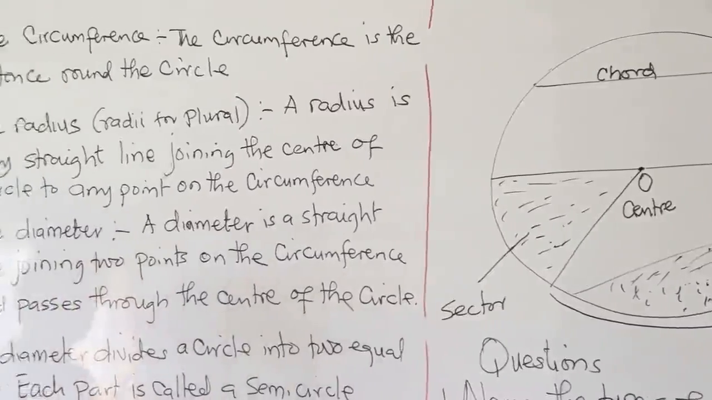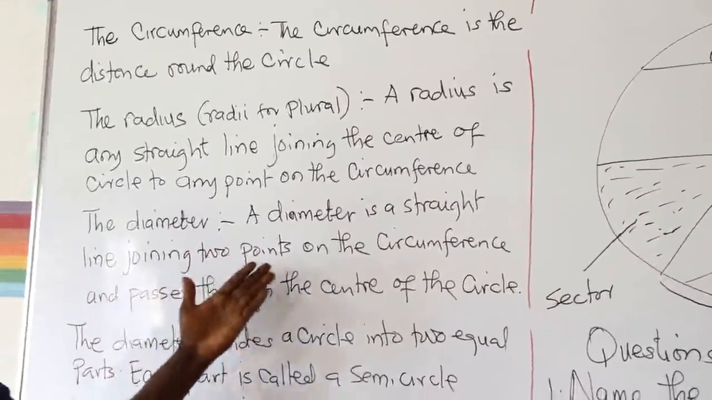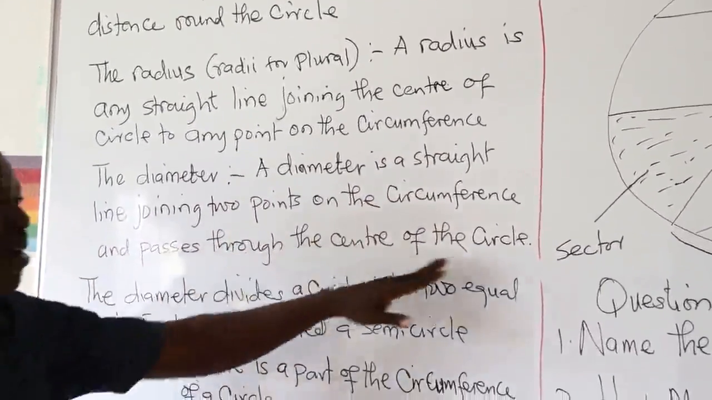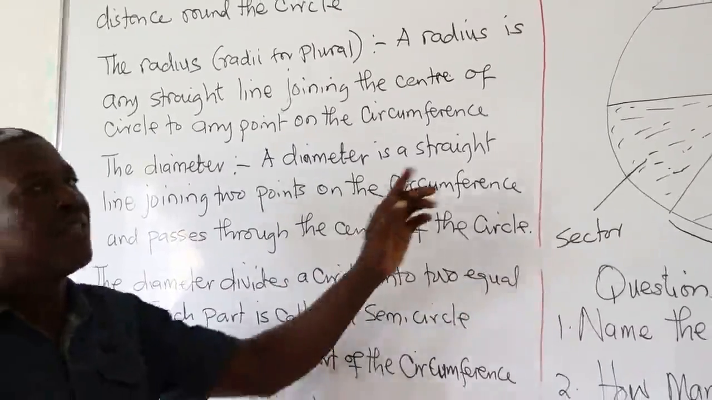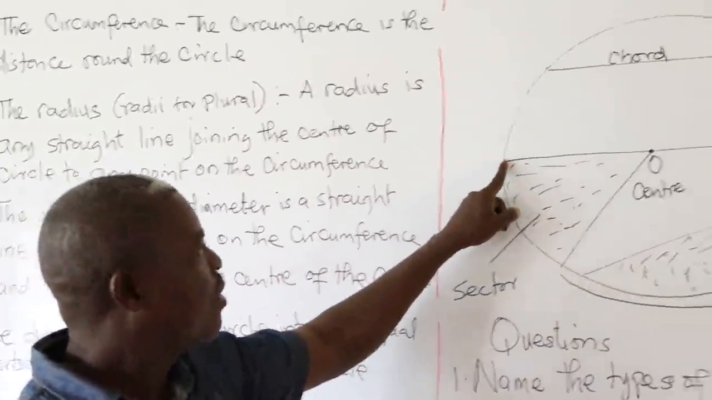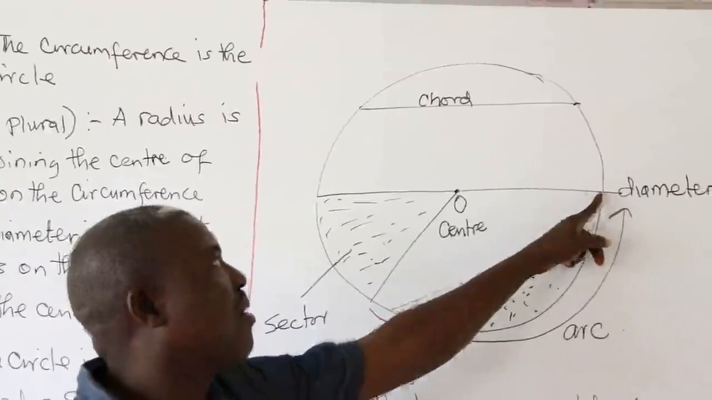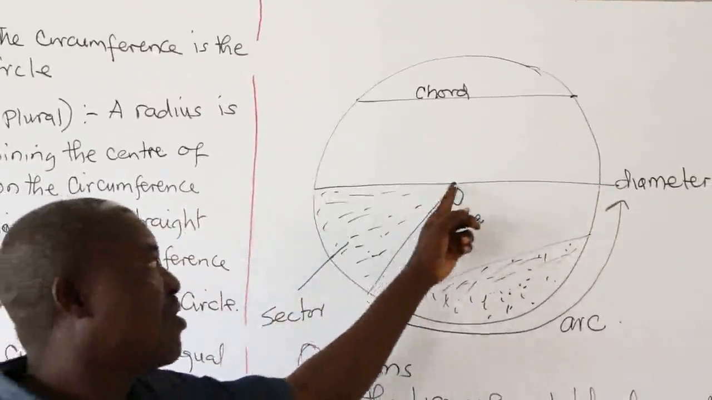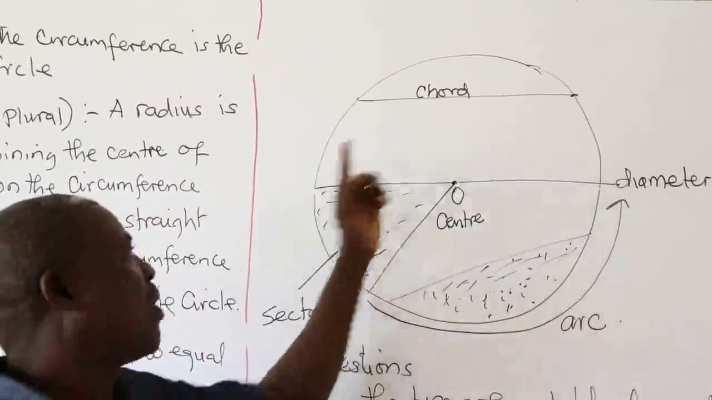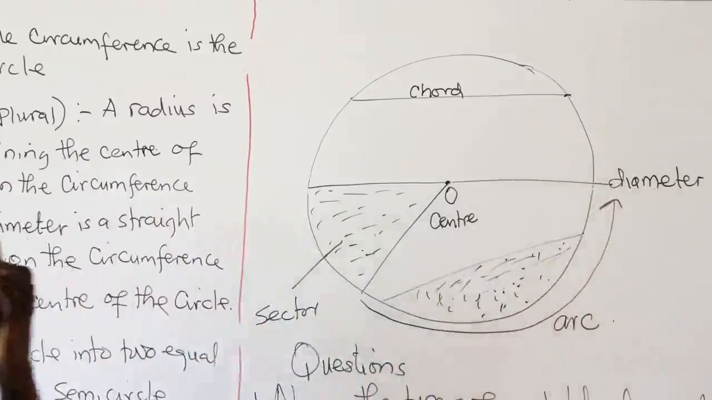The diameter. A diameter is a straight line joining two points on the circumference and passing through the center of a circle. Let's look at this. This is a circumference and it's going around to another point on the circumference, but the line has to pass through the center to make it a diameter. From this point to this point, passing through the center, is called a diameter.